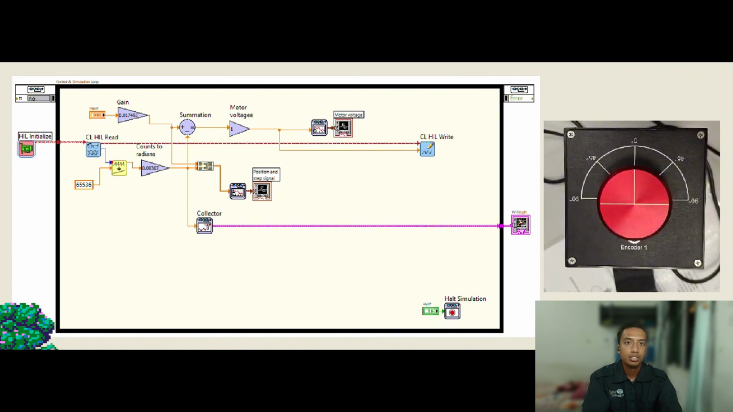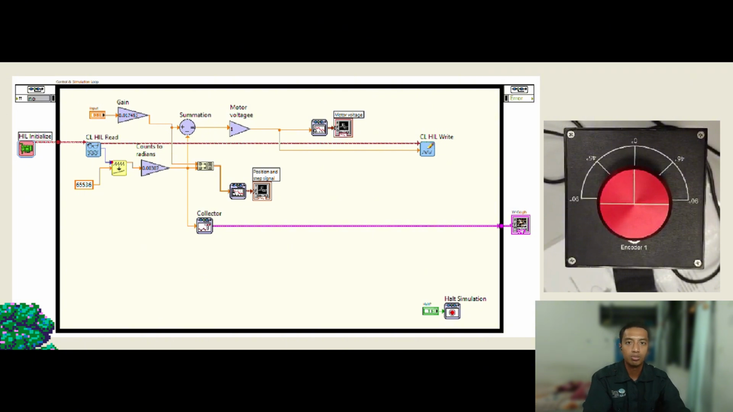On the right side, the system sends both the desired position and the actual encoder signal to a graph labeled XY graph. This graph shows the real-time response of the motor, so we can compare how well it follows the input angle. There's also a collector block and position and step signal for recording and displaying system behavior.